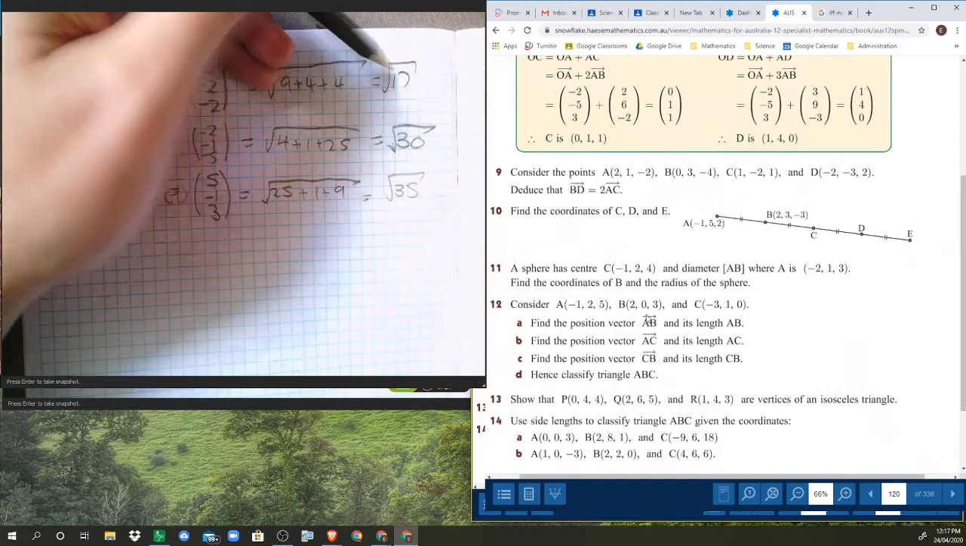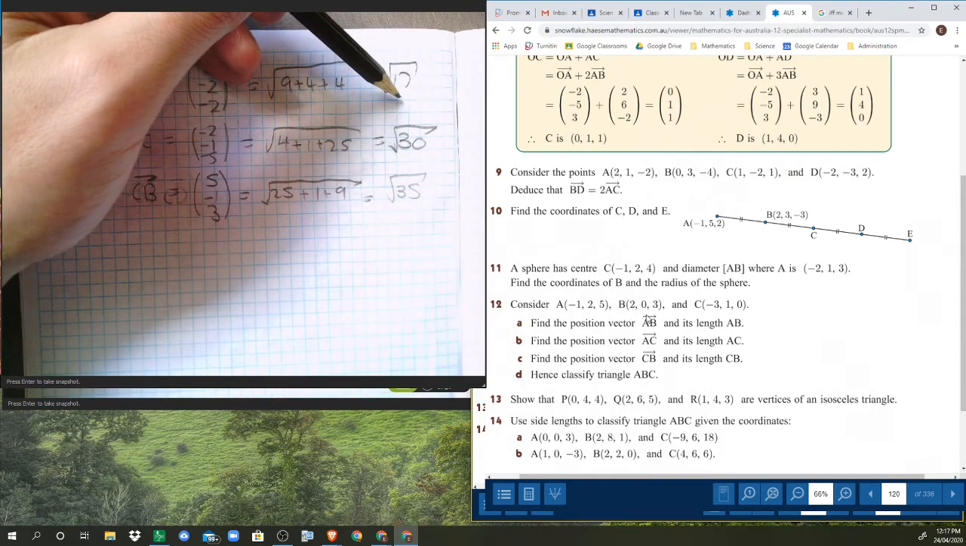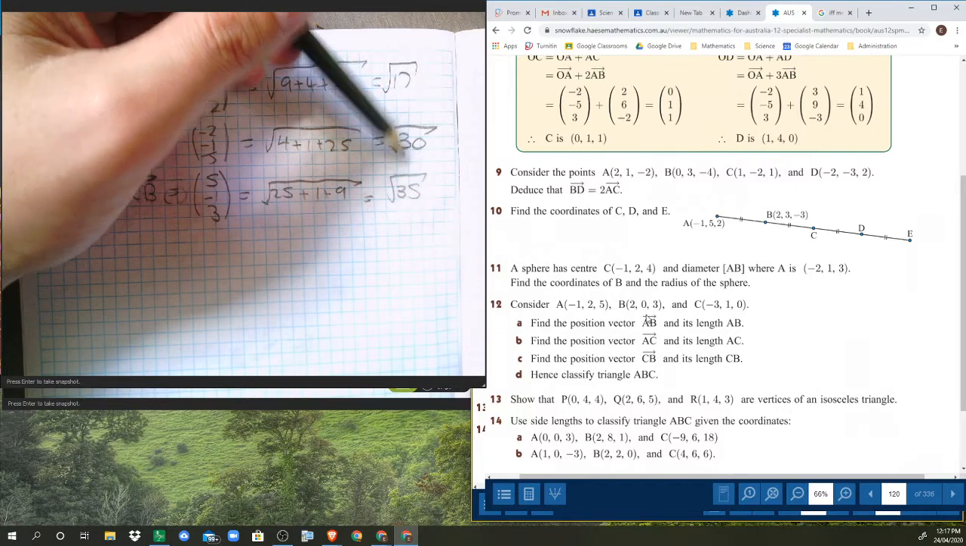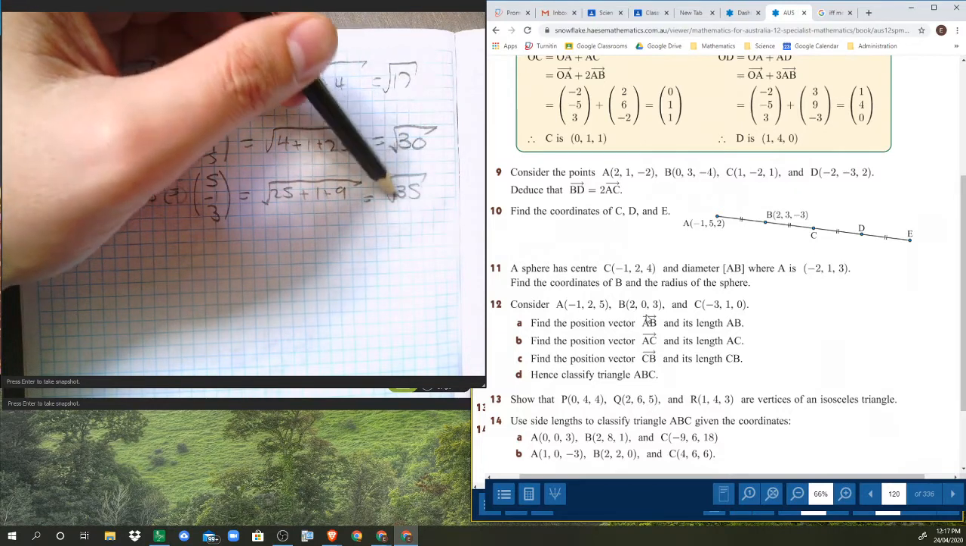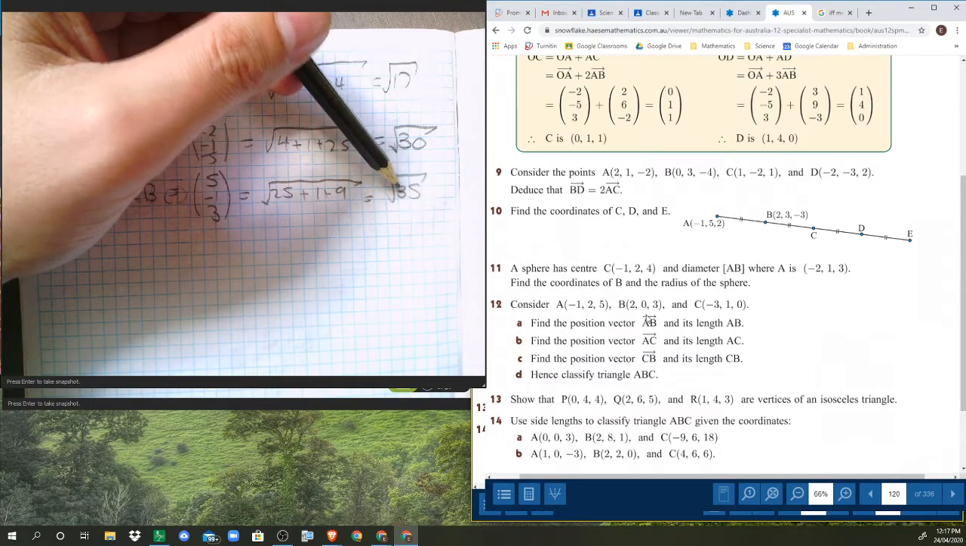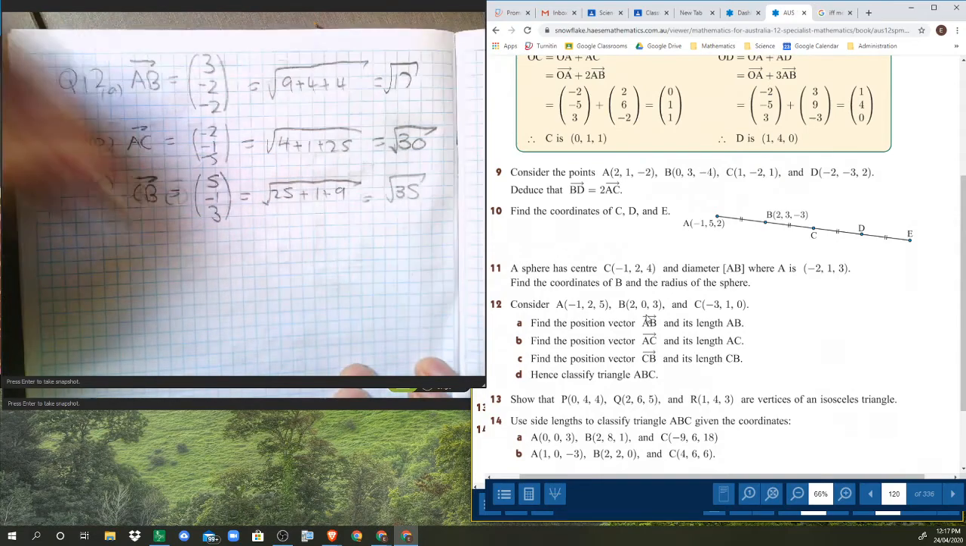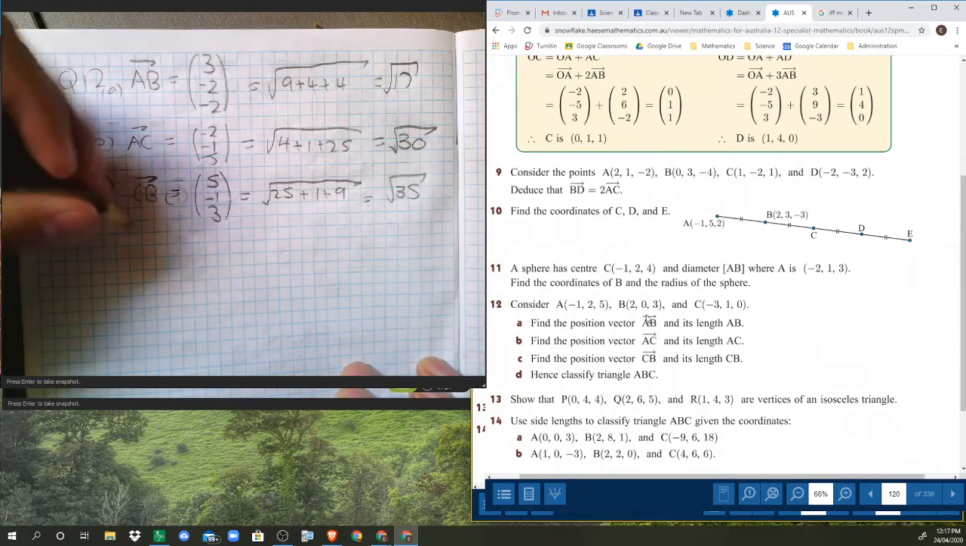So you can rule out isosceles straight away just by looking at that. I don't think it's Pythagoras because 17 plus 30 does not equal 35. I'm assuming it's meant to be a special triangle, but I don't. Okay, so if you think about it, well, Pythagoras, like right-angled.